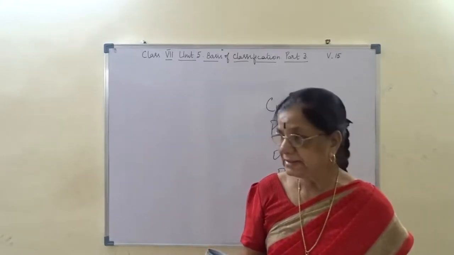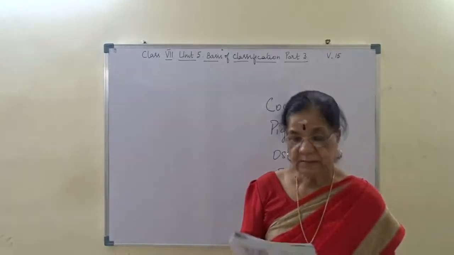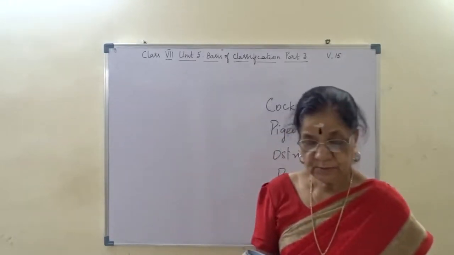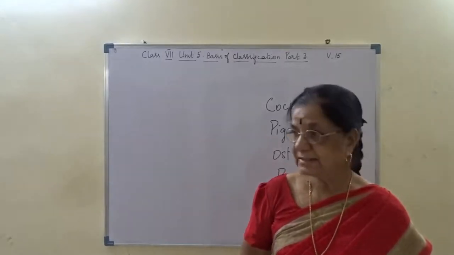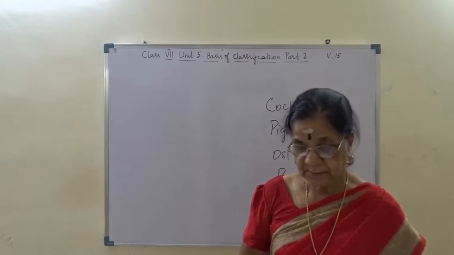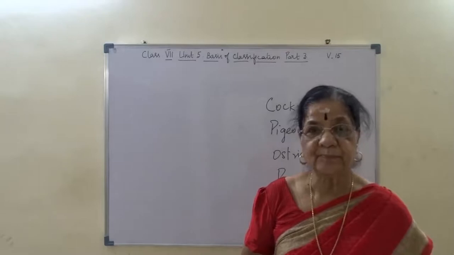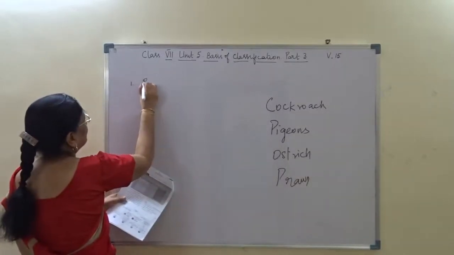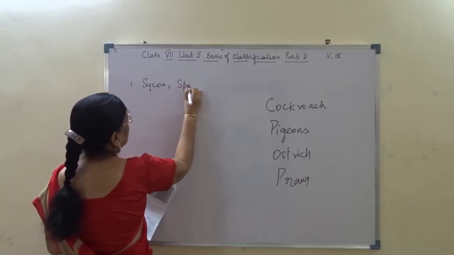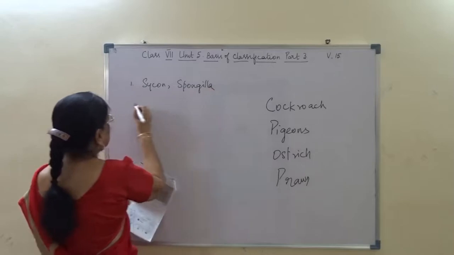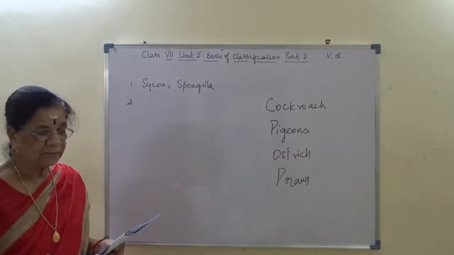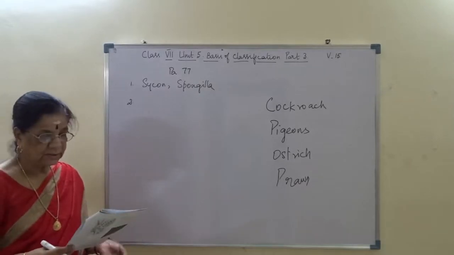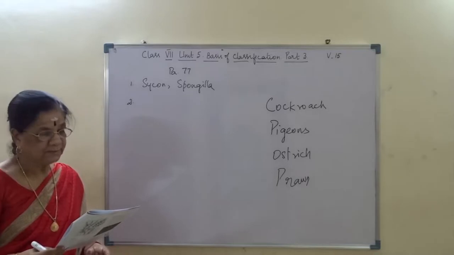Then next, page 77, the table part. I think I have told you; I don't know how far you have filled up this table. The given table shows the name of the phylum and its characteristic features. Write the name of the animals belonging to the respective phylum. First one, Porifera. Example, Sycon and Spongilla.